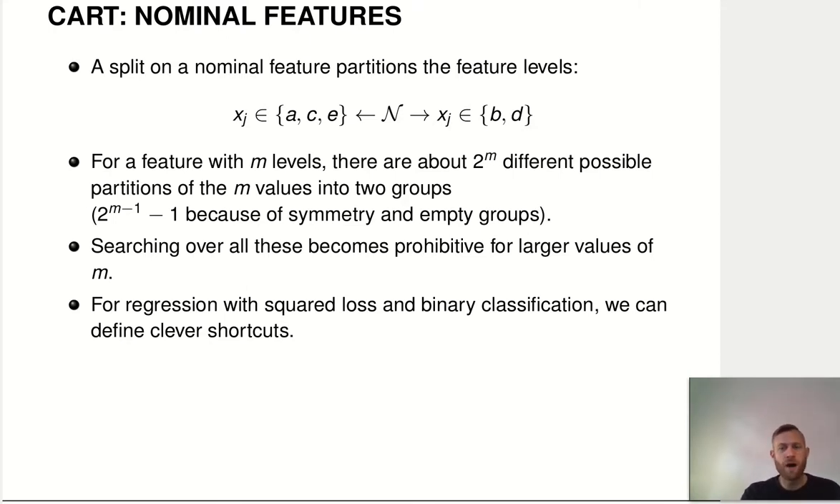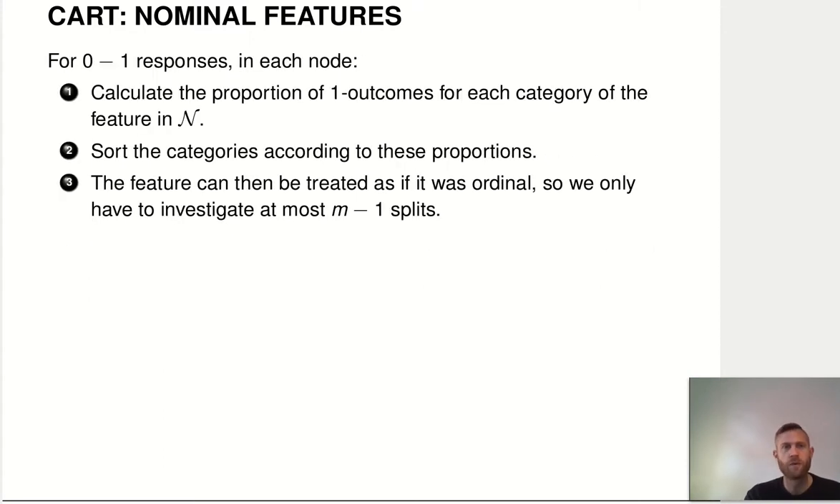Fortunately, it's a problem that we don't have to face, because for some loss functions, specifically the squared error loss, and in binary classification problems, no matter whether we use the Brier score or the entropy or whatever, we can define very clever shortcuts. Let me show you. So the idea here is to turn the nominal feature into an ordinal feature. As a matter of fact, we can order the categories of that feature by the proportion of, for binary classification, ones: the relative proportion of ones versus zeros in our target variable for each of the categories of the feature. And we can sort the categories according to these relative frequencies of the target variable.